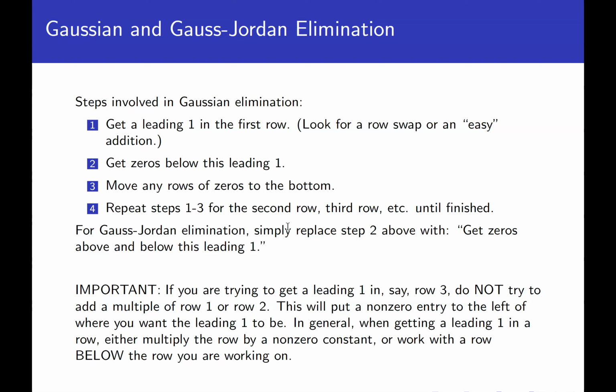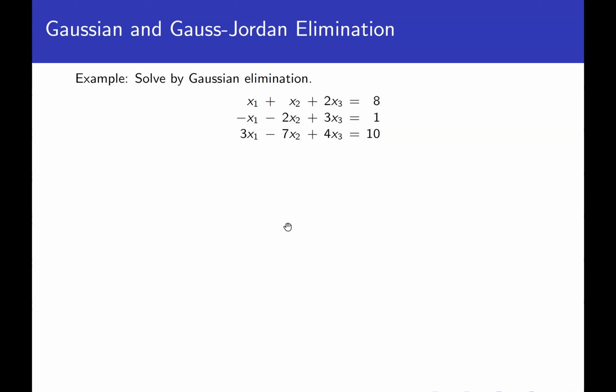So when you're trying to get a leading one in a row, always work with a row below it. Either swap out a row with it, or add a multiple of the row below it, or multiply the row by a non-zero constant. Never, ever, ever work with a row above to try to get a leading one in a row below. It just won't work.